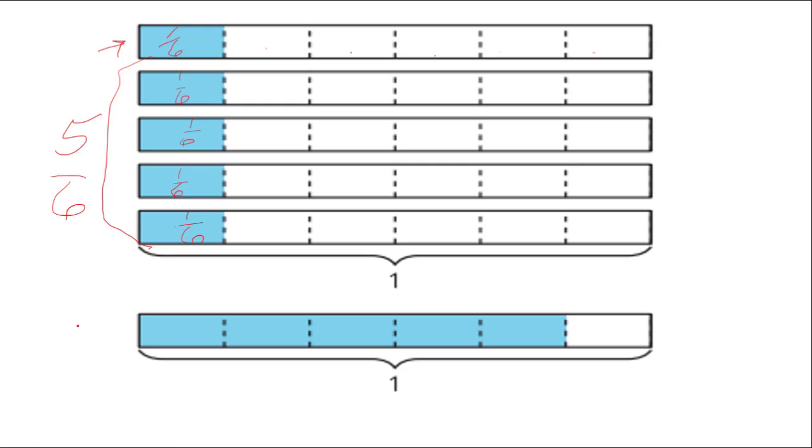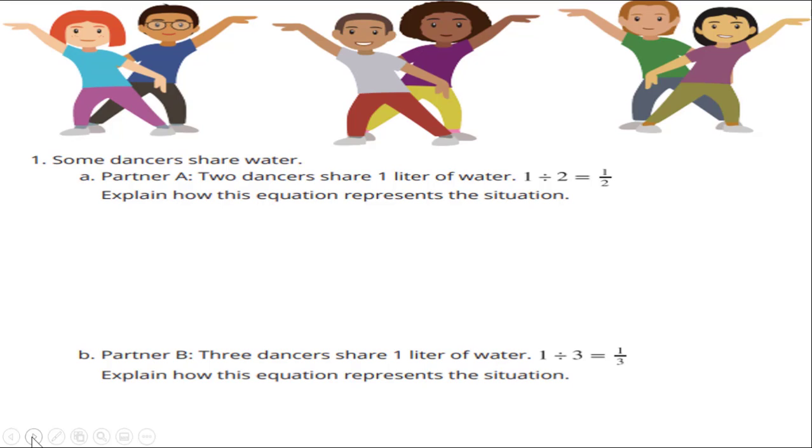The second here, they have 1 total cake, and they've put it into 6 total pieces, and they have shaded 1/6, 2/6, 3/6, 4/6, 5/6. So here they have shaded 5/6 also. They've just represented it differently. So let's look at our problems here.